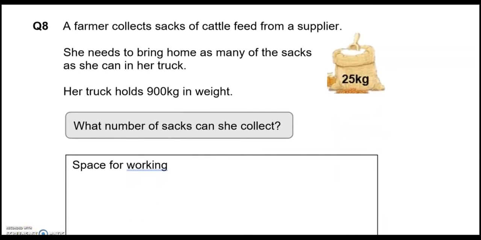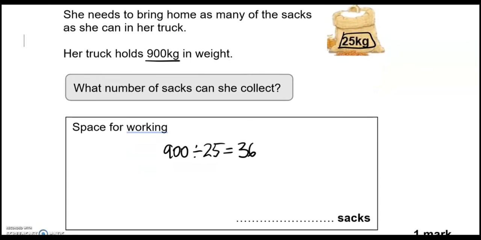Question 8. A farmer collects sacks of cattle feed from a supplier. She needs to bring home as many of the sacks as she can in her truck. Her truck holds 900 kilograms in weight. What number of sacks can she collect? A sack weighs 25 kilograms, so how many 25s would fit into 900? So 900 divided by 25 gives us 36. So 36 sacks.